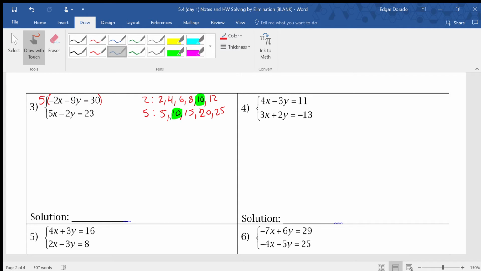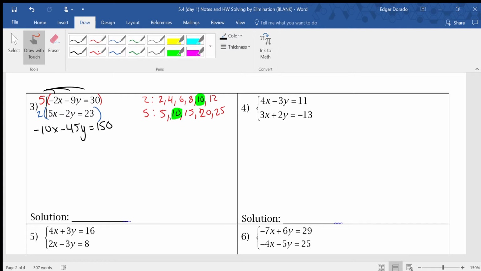I'll ask the same question for 5. What do you have to multiply 5 by to get 10? Well, you have to multiply it by 2. Let's see what happens when we do that. So again, we're going to distribute. We're going to get negative 10x minus 45y equals 150.